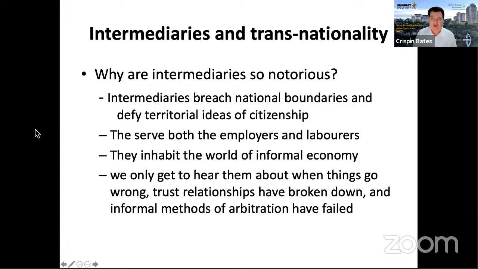So why are intermediaries so notorious, and also why are they ignored in much of the historiography? Well, there are many reasons. First of all, intermediaries breach national boundaries and defy territorial ideas of citizenship. Today, they might even be described as traffickers because they do not actually obey the ethics and legal codes of any one country in particular. They serve only their workers and the plantation owner. And this is the second problem they have. They are divided between two masters, their workers whom they recruited and the employers. So their loyalties are always divided, and for this reason, they're always mistrusted.